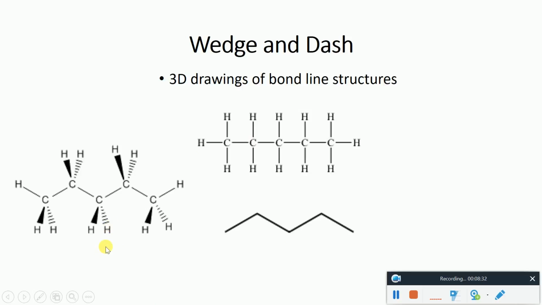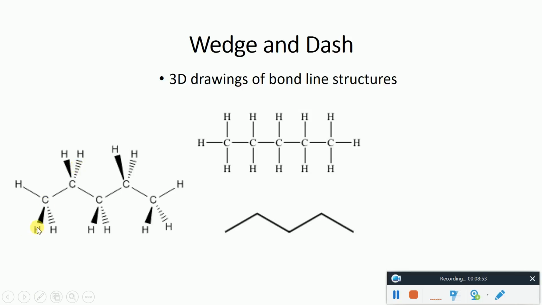And really quickly, I just want to say that this is not how I would draw this. I would actually reverse the wedges and the dashes, and I'll tell you why in a second. But for now, it's fine. Wedges are coming towards you. Dashes are going away from you. And that will hold true throughout organic chemistry.